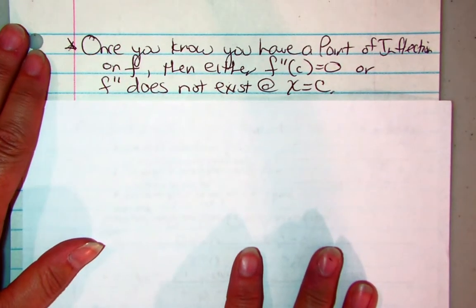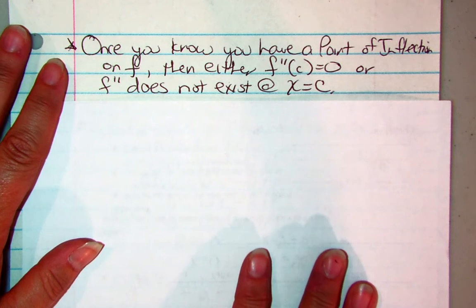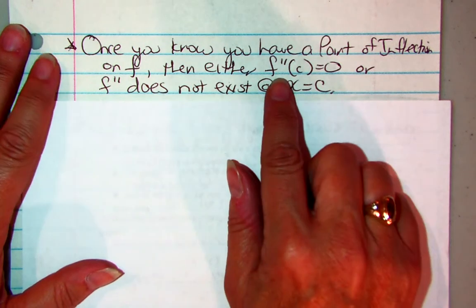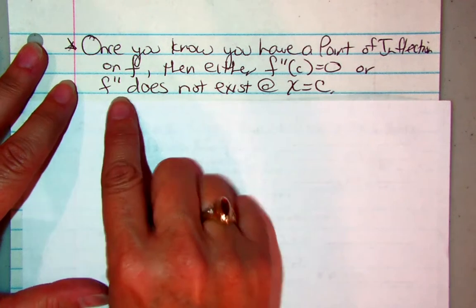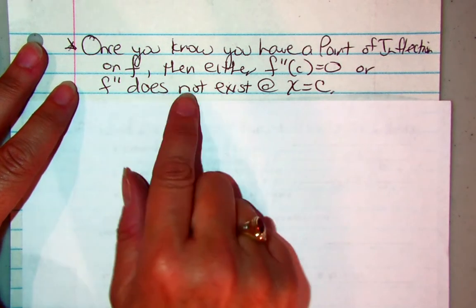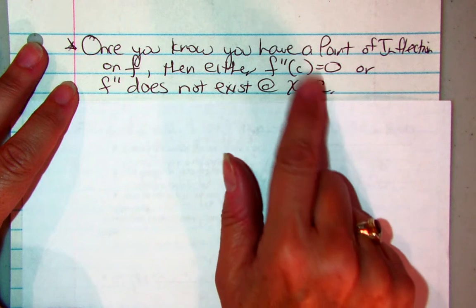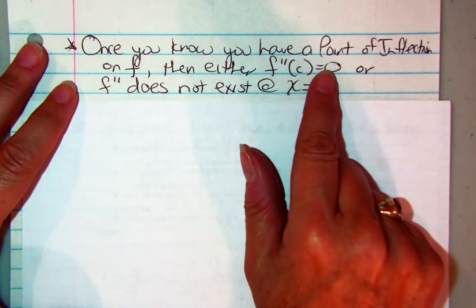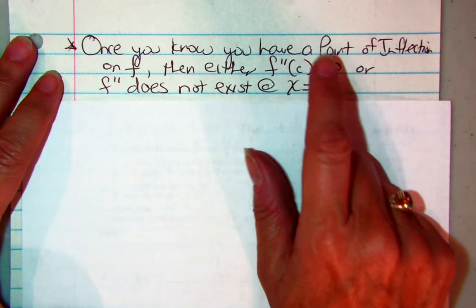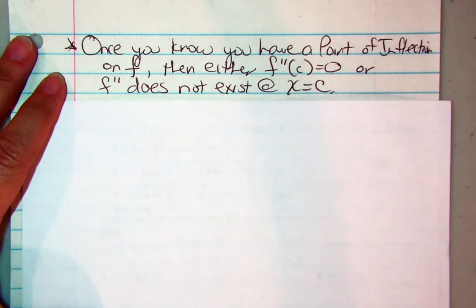Once you know you have a point of inflection on f, then either the second derivative at that point of inflection equals 0, or that second derivative does not even exist at x equals c. Somehow that's what's going to happen on my point of inflection. It's either going to not exist or it's going to be equal to 0. So I'm going to use this in order to find my points of inflection. I'm going to work backwards.